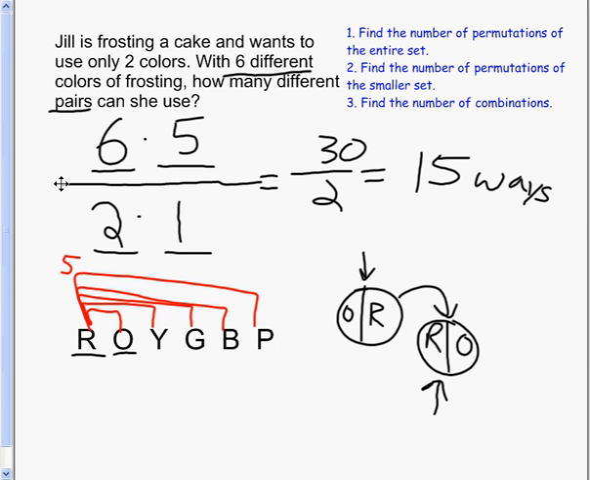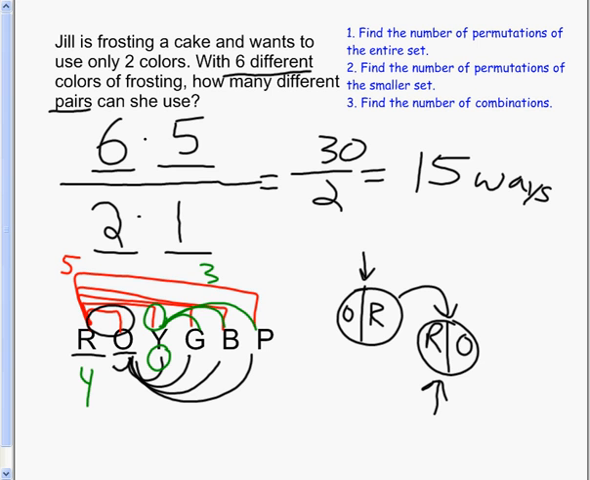Our next option is then going from orange. Well, can we go back to red? No, we already have that pair right here. So we're going to go from orange to yellow, orange to green, orange to blue, and orange to purple. And that was, I count, 4. Now we have yellow. Can we go yellow to orange or yellow to red? No, because we already did that here, and we already did that here. So we're going yellow to green, yellow to blue, yellow to purple, giving us 3 more.